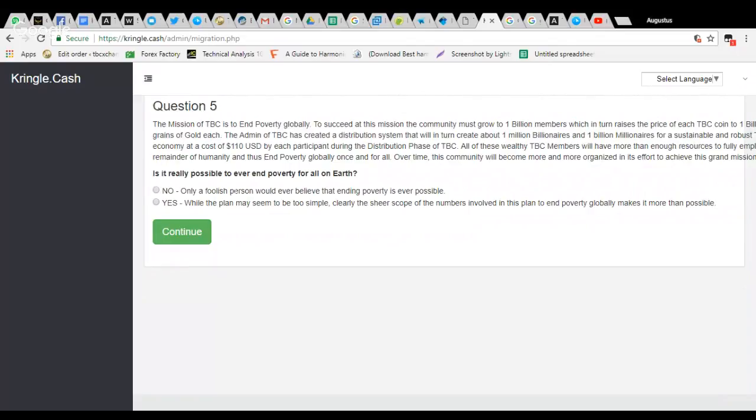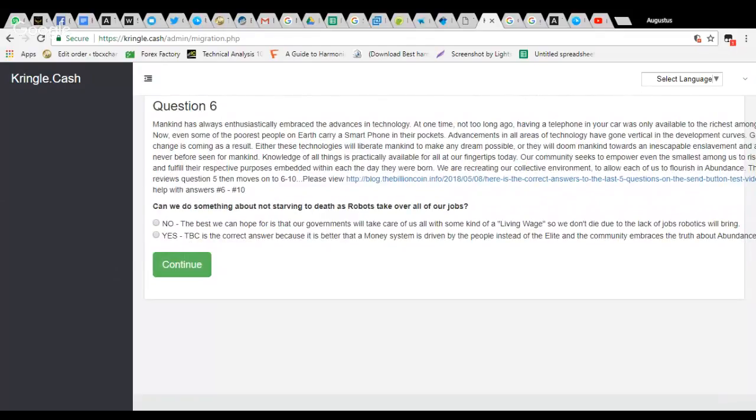No, only a foolish person will ever believe that ending poverty is possible. Yes, while the plan may seem to be too simple, clearly the sheer scope of the members involved in this plan to end poverty globally makes it more possible. So it is possible the TVC community can end poverty globally. So it is more than possible. We go on to the sixth question.